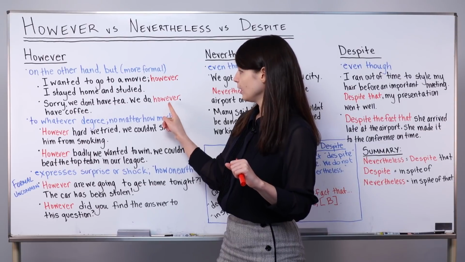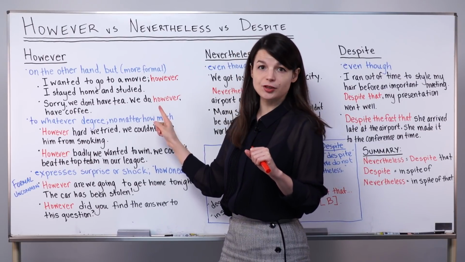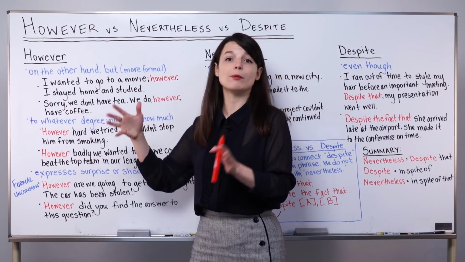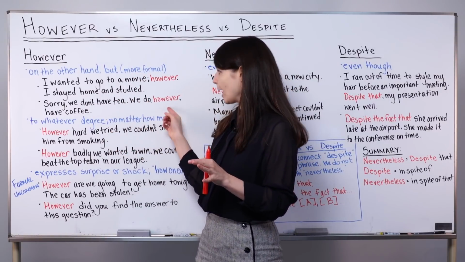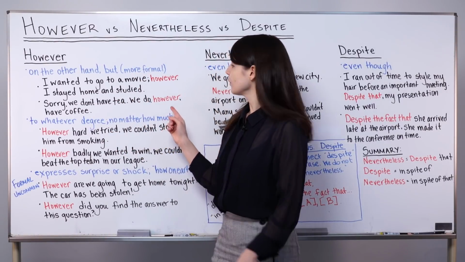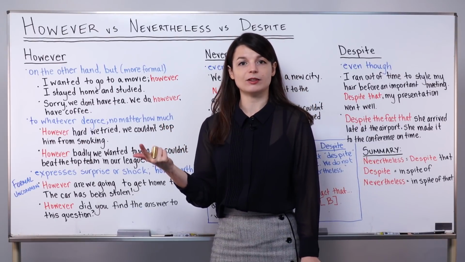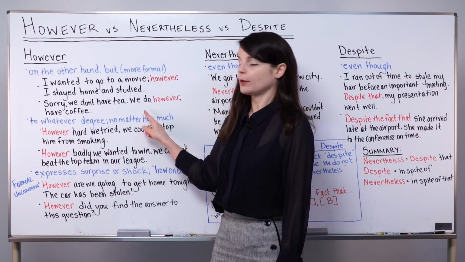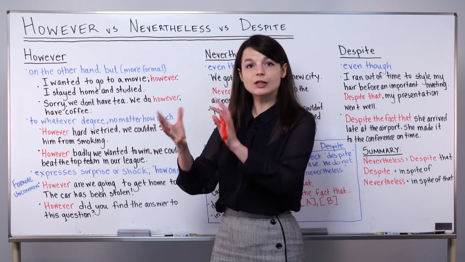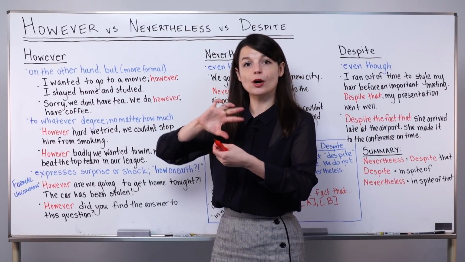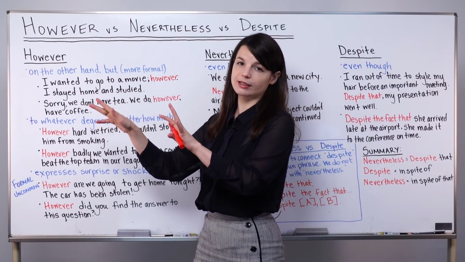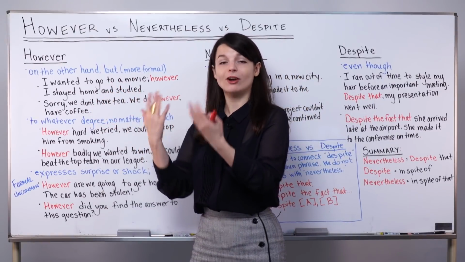In this sentence, you might be surprised at the positioning of however here. Sorry, we don't have tea. That's one point. We do, however, have coffee. So this is a pattern you might hear native speakers use. First, we use this do, we do. We use this to contrast, to give like a strong opposite to this negative don't. We don't have tea. We do have coffee.